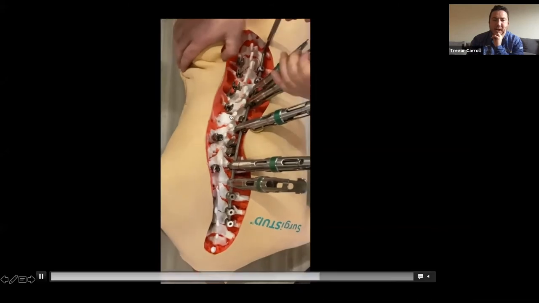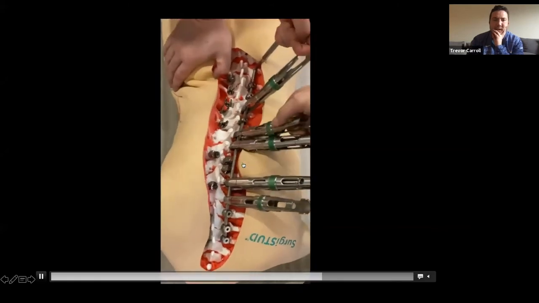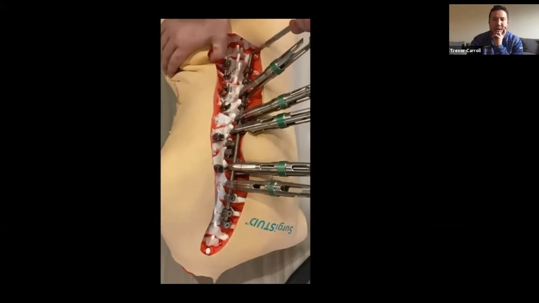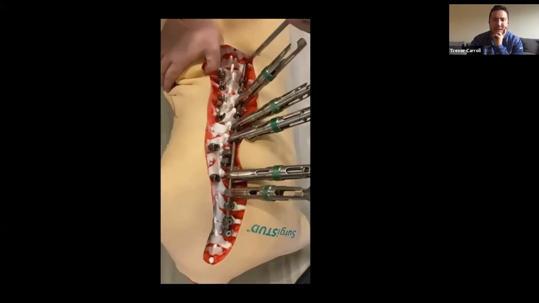Well, the model's pretty light. It kind of lost some of its derotation. It is helpful, I think, when we put the rod in first and try to get it so that it's oriented. Then you don't lose that derotation.